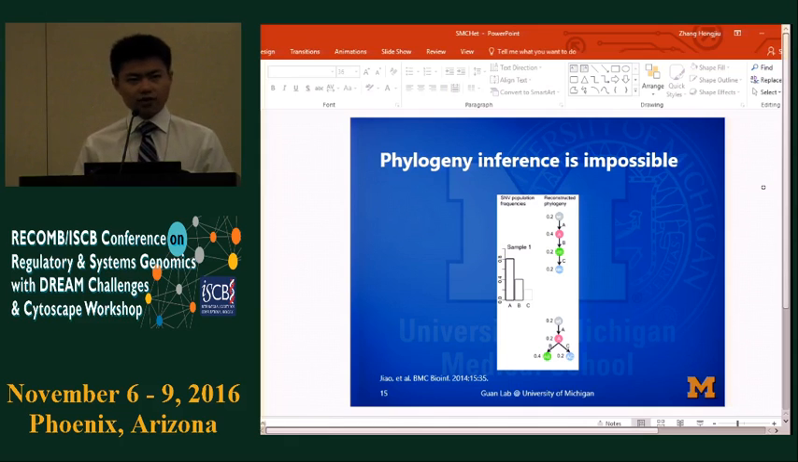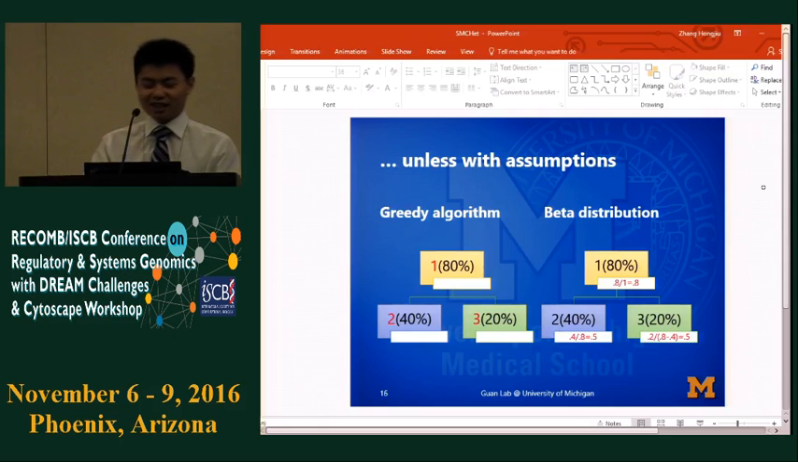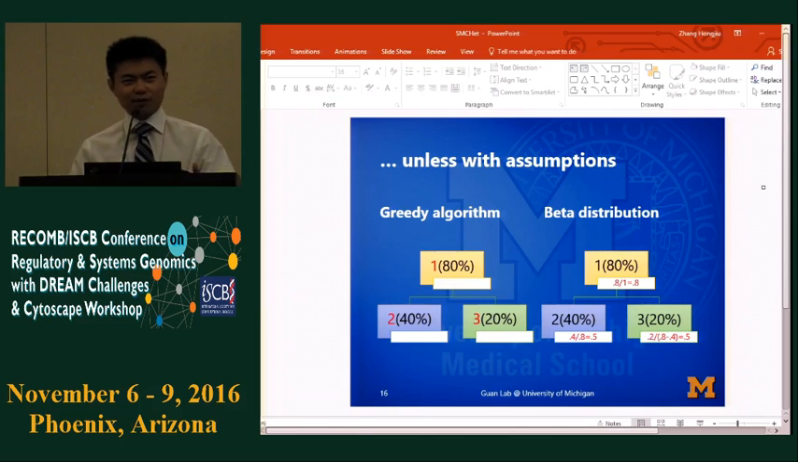They are all correct, and you cannot find a way to disambiguate these two phylogenies unless you have some kind of assumption. So, I'm really surprised that both our teams thought about using greedy algorithms, starting from the biggest subclone and going to the smallest subclones, and assigning them back to the tree. The only difference is we prefer to use a beta distribution here, and it's actually derived from the tree-structured stick-breaking process. It is equivalent, as you already fixed the number of clusters and fixed the assignment.